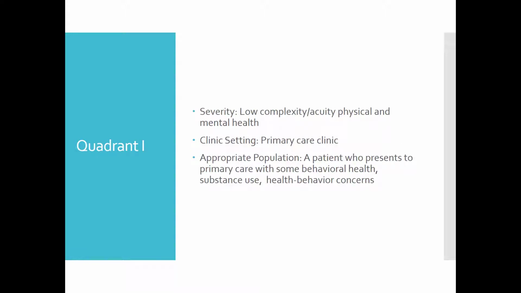So quadrant 1 looks at, for the severity levels, low complexity or acuity for physical and mental health. Usually we're going to see this as just a general primary care clinic. The population most served here is someone who presents to primary care with maybe some behavioral health or substance use, and some health and behavior concerns. They're usually a pretty well managed patient on the physical health side of things as well.